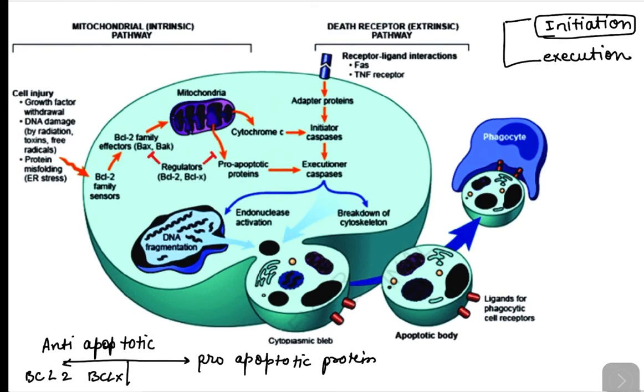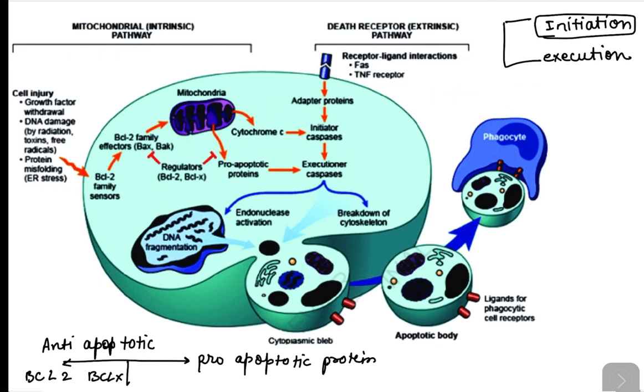Now this FAS ligand, which is a homotrimeric protein, acts as a ligand for FAS and causes oligomerization of its receptor upon binding. Now the complex of FAS, FADD and procaspase 8 is called the death inducing signaling complex. Now this active caspase 8 then activates the downstream caspases, that is caspase 3 and 7, committing the cells to apoptosis. So basically the death receptor or extrinsic pathway ultimately leads to the activation of caspase 8.